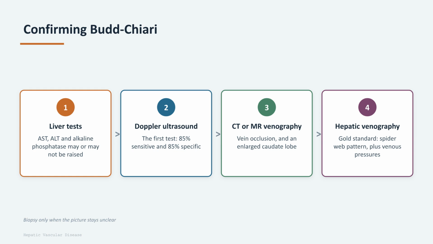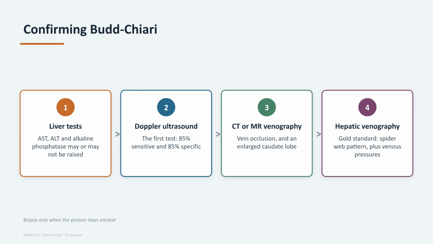Here is the diagnostic ladder. First, the liver tests. The transaminases and the alkaline phosphatase may be elevated, or they may not be. Second, Doppler ultrasound of the hepatic veins. This is the first test, and it runs about 85% for both sensitivity and specificity.